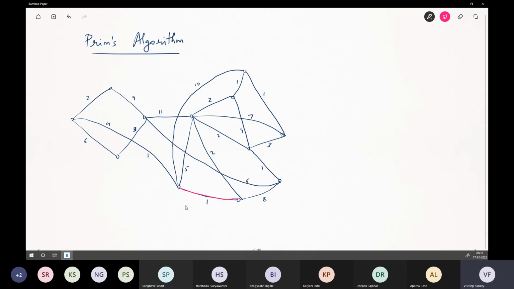From the edges that are incident on this edge, pick the one with the minimum weight. The difference from Kruskal's algorithm is you are not looking at all the remaining edges and picking the minimum. Instead, you are looking at edges that are incident on this chosen edge, only those edges, and picking the one with minimum weight. So there are 3 going out from the left side, 2 going out from the right side. If you look at the weights, the minimum weight edge is an edge of weight 1, this one.